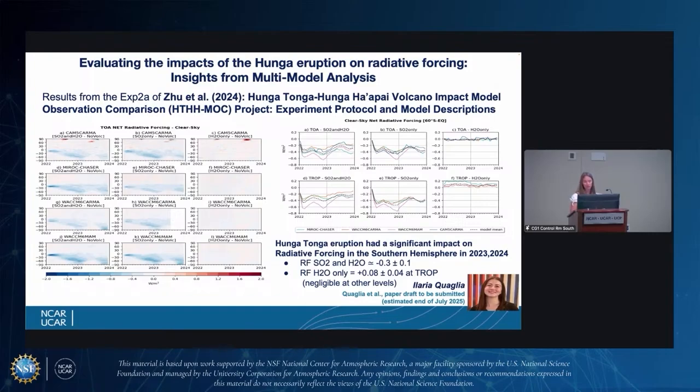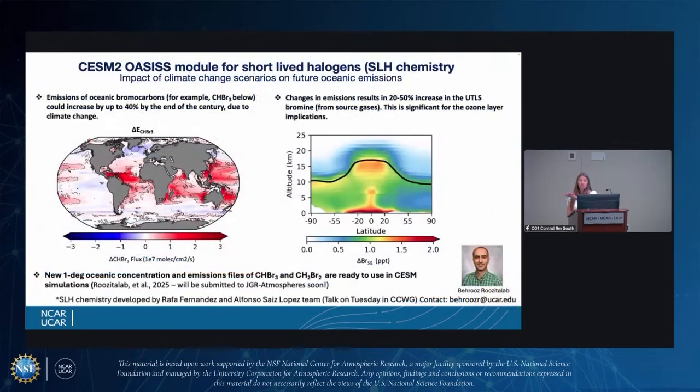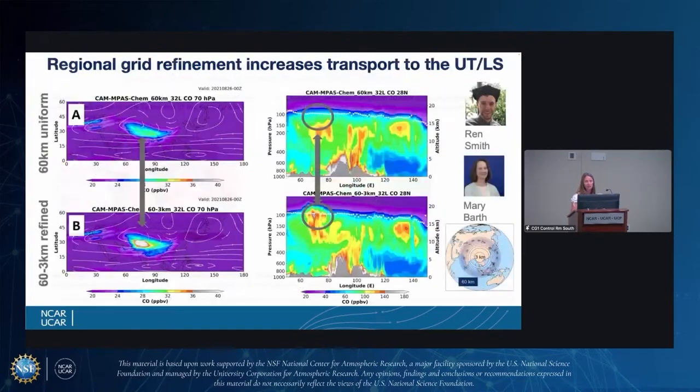And secondly, Bruce is here. He is working on future oceanic emissions that are updated in the model, which are important for the ozone development in the stratosphere. And finally, we're still working a lot on our CESM grid with chemistry. Ren and Mary Barth are leading those efforts, and we're looking into more details on that. But with this, I need to stop.